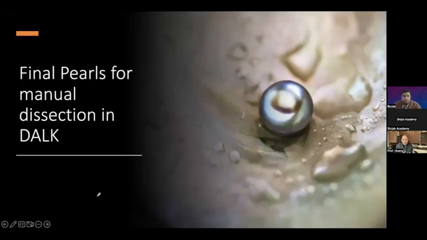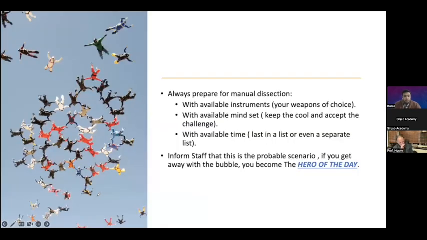Okay, so just the final pearl for manual dissection, if you're going to do a DALK: when you're preparing for a DALK, always prepare yourself for the probability of doing manual dissection. You should always be prepared for this. How would you be prepared? You should be prepared with available instruments. So you'd have a set of instruments that probably you will not use, but every now and then you will use. So you have to have the instruments for manual dissection.